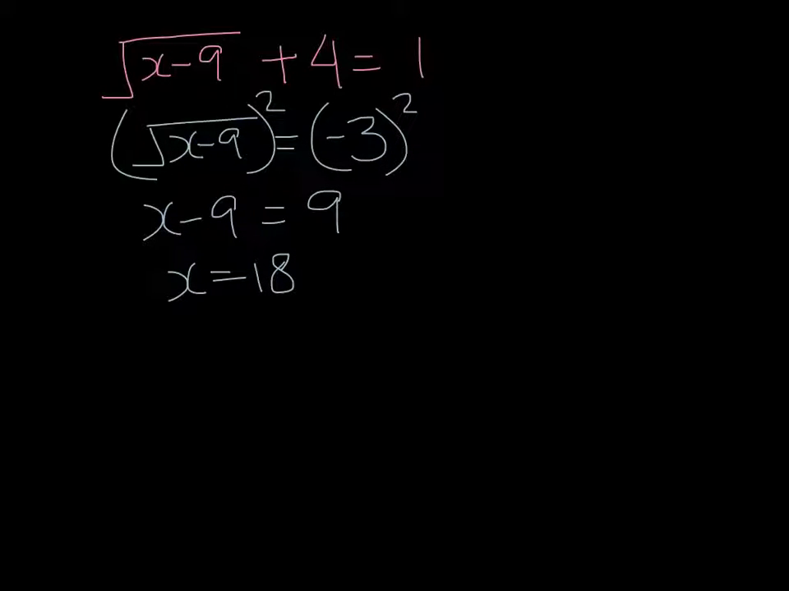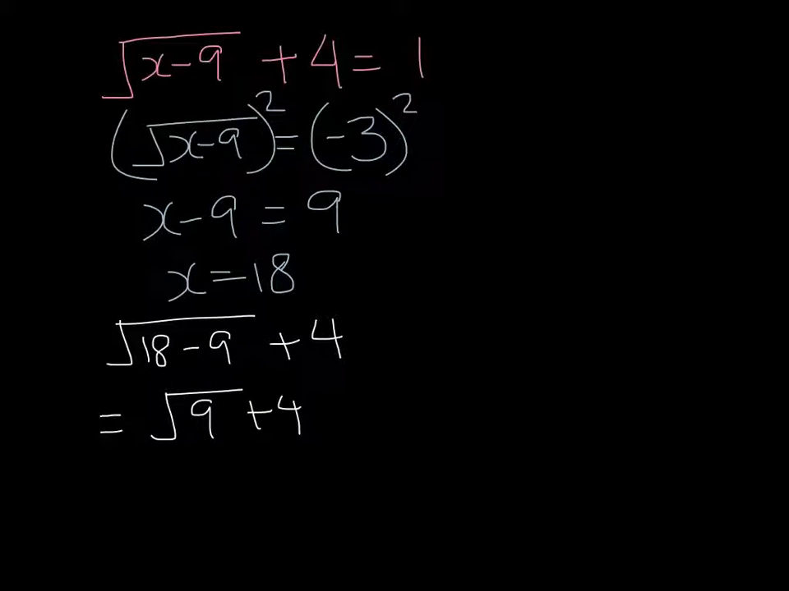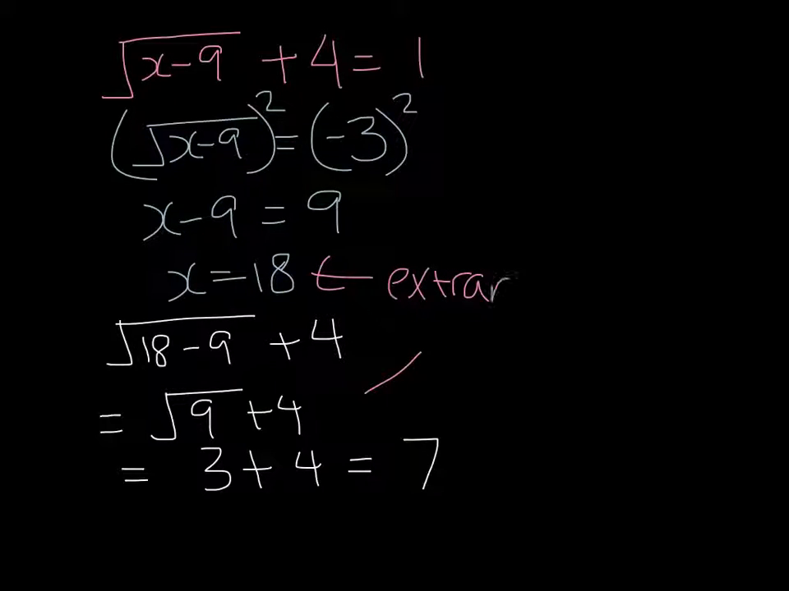Let's check that to make sure that it works. The square root of 18 minus 9 plus 4, and what we end up with is 7 instead of 1. So we know that this solution is extraneous. And that means that this equation right here has no solutions.